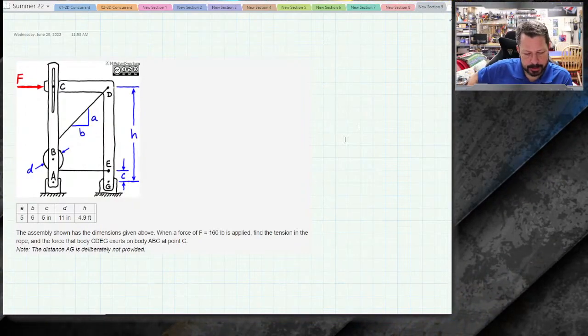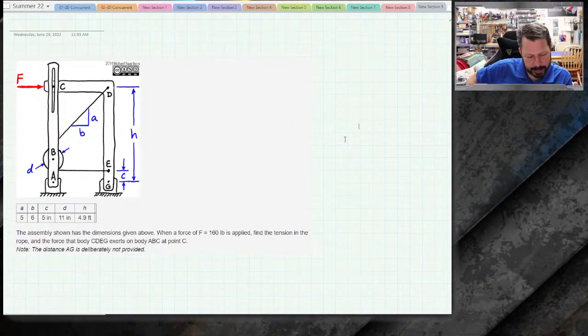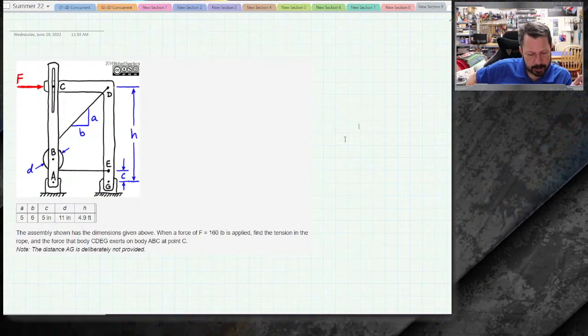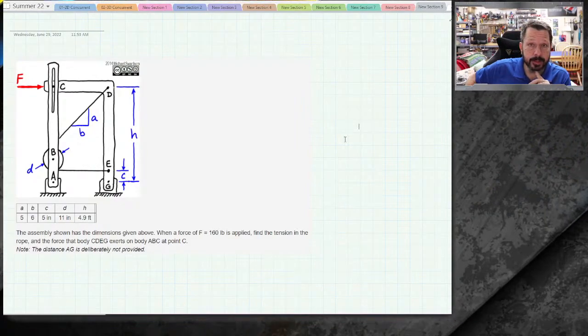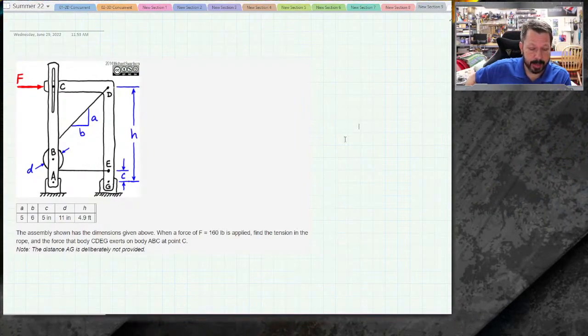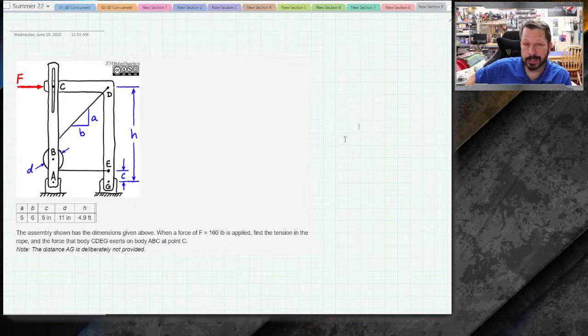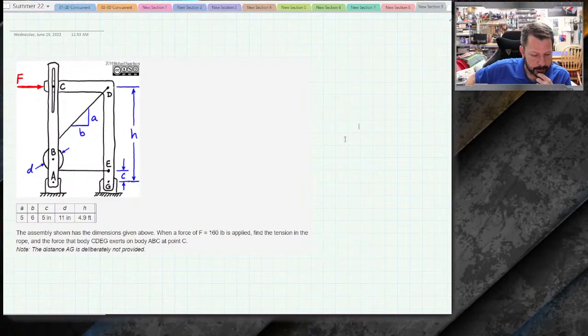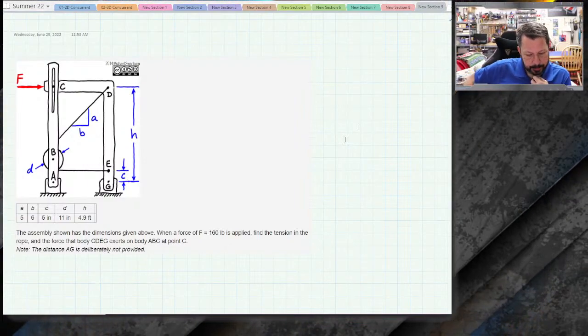You might look at it and say, oh, well, I've got the slope of that line, that cable, and I've got H and C, but there's just not enough information from this diagram to figure out how far away A and G are. Even when we're done with it, we won't be able to figure that out. So that's not an option.